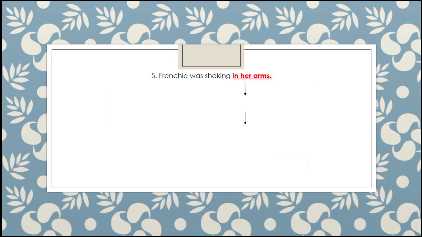Frenchie was shaking in her arms. Sorry, I repeat again. Frenchie was shaking in her arms. In her arms is adverbial because in her arms refers to was shaking, and it is space measures.